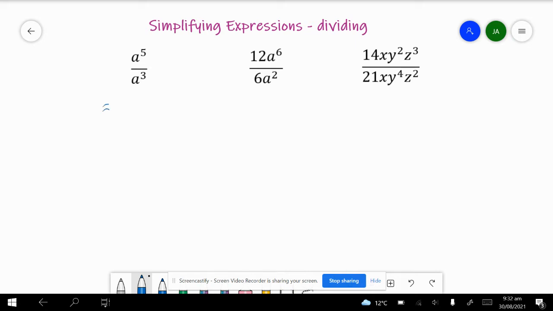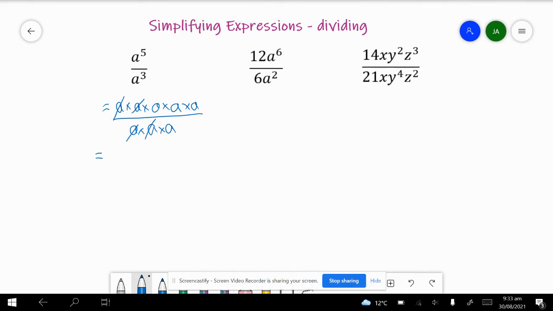Okay, so a to the power of 5 is a times a times a times a times a. And a to the power of 3 is a times a times a. Now, when we divide anything by itself, it just equals 1. So it effectively cancels out because we don't usually write times by 1. It's implicit when we just do it. So we cancel out. So a divided by a is 1.